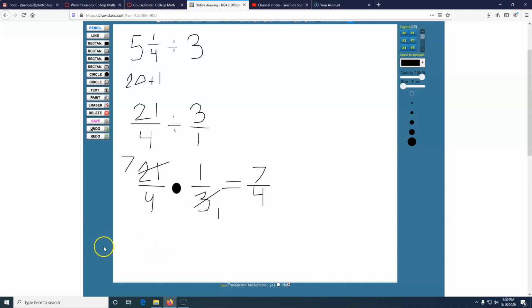we get 7/4. And remember that you do not have to change these back into mixed numbers. It's fine to leave them as improper fractions. They'll still work out. You'll be fine, and you can move forward from there.